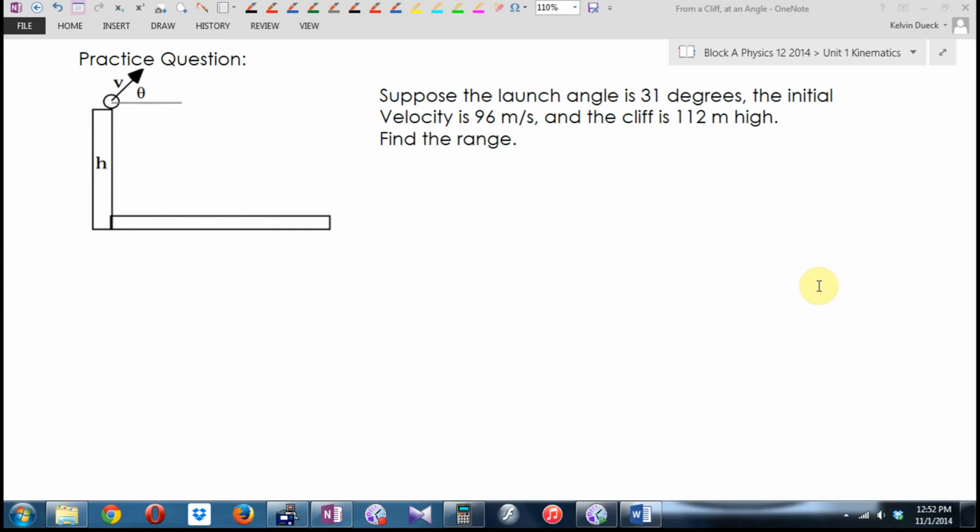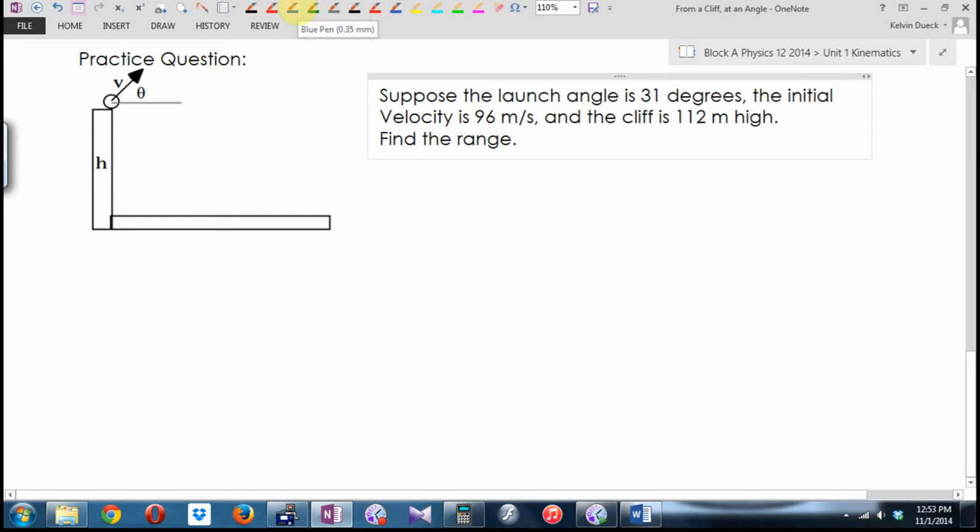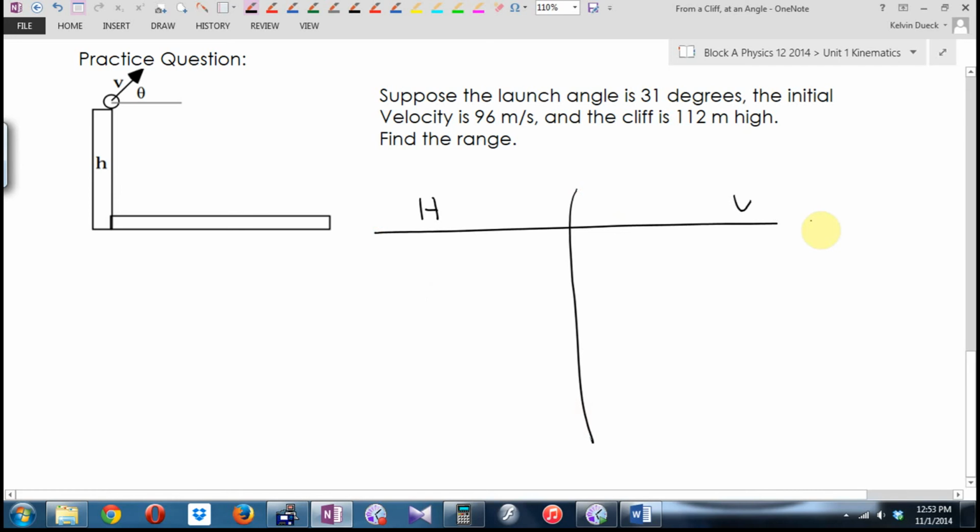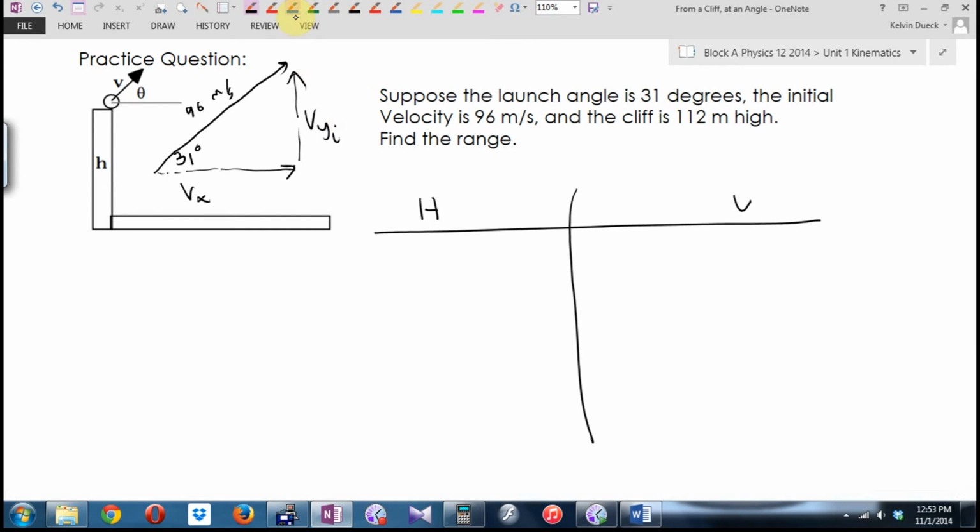Okay, hopefully by now you paused the video and copied it out and are now checking your solution. If not, pause the video. Anyways, here we go. I'm going to take some shortcuts because I'm in a rush, but I would go like this. Horizontal, vertical. I would say to myself, okay, I better draw little pictures. So the velocity is 96 meters per second. Angle is 31 degrees. Cool. Here's Vx, here's Vy initial. Ax is 0, Ay is negative 9.8.